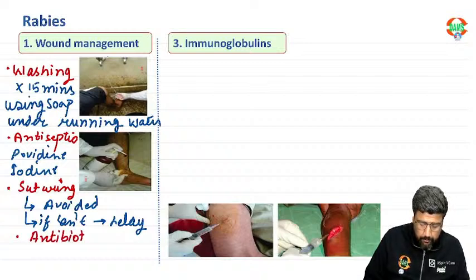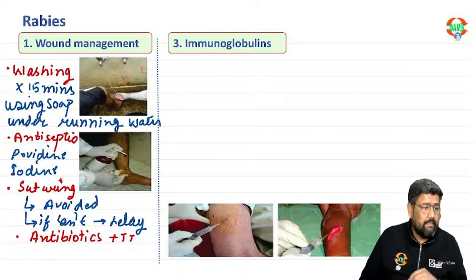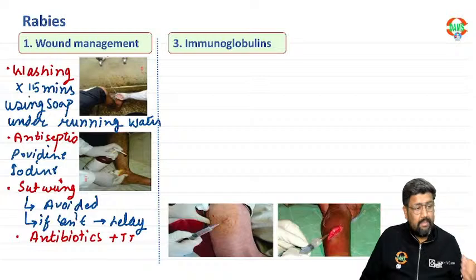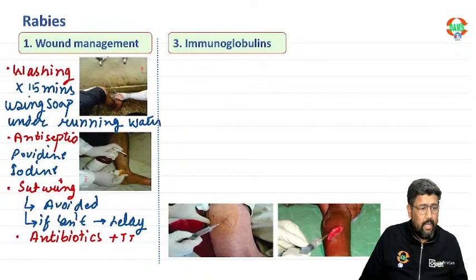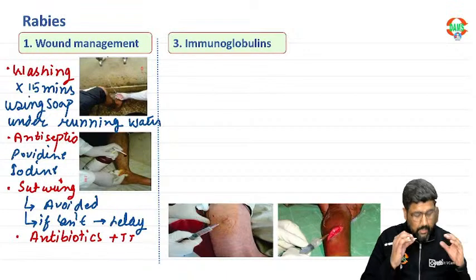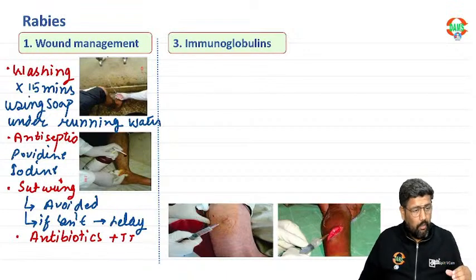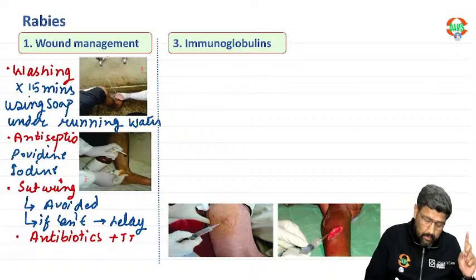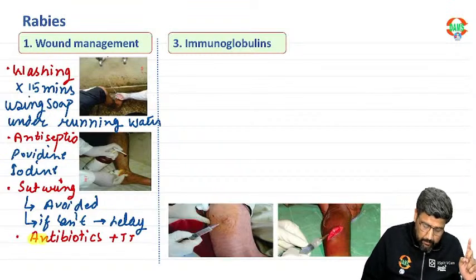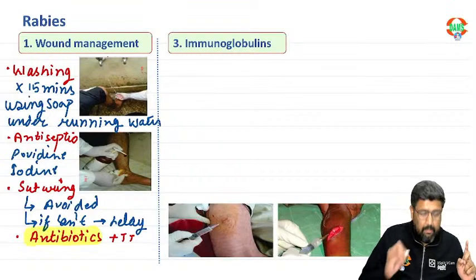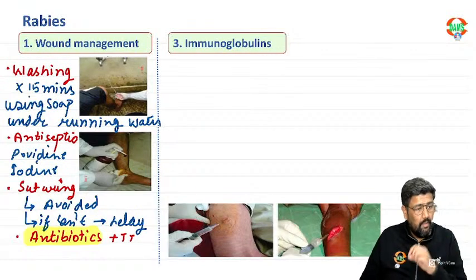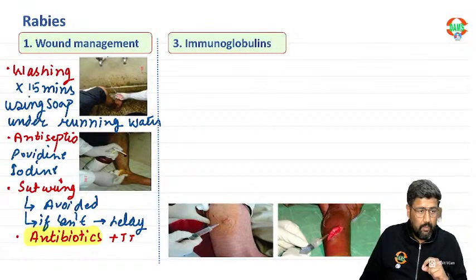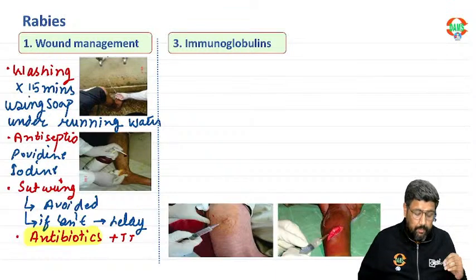Antibiotics plus tetanus prophylaxis is needed as per the guidelines. Now guys, this much information is given in the Government of India guidelines. But which antibiotic is used is not given in the guidelines. They have not mentioned which antibiotics should be given.